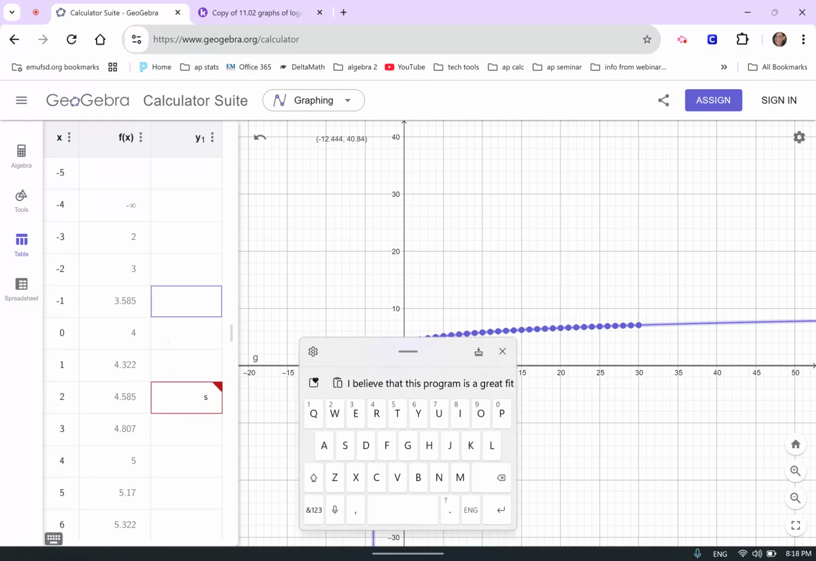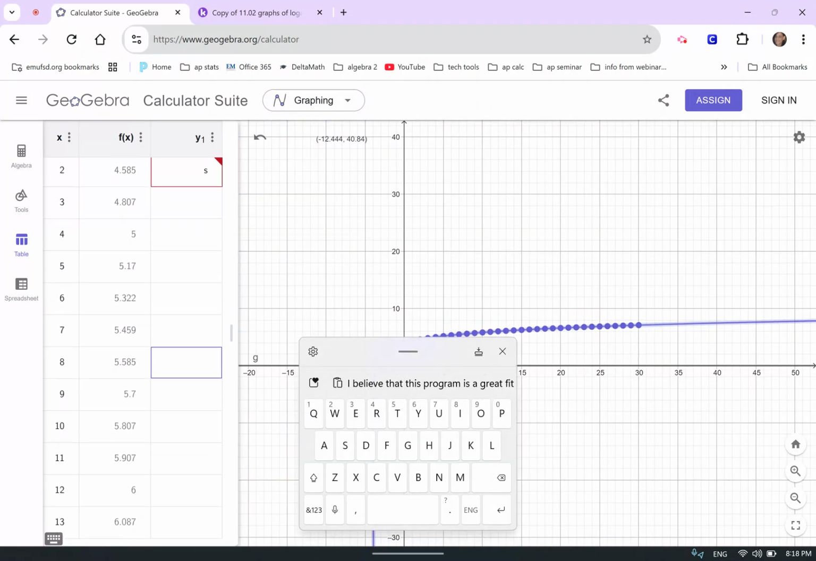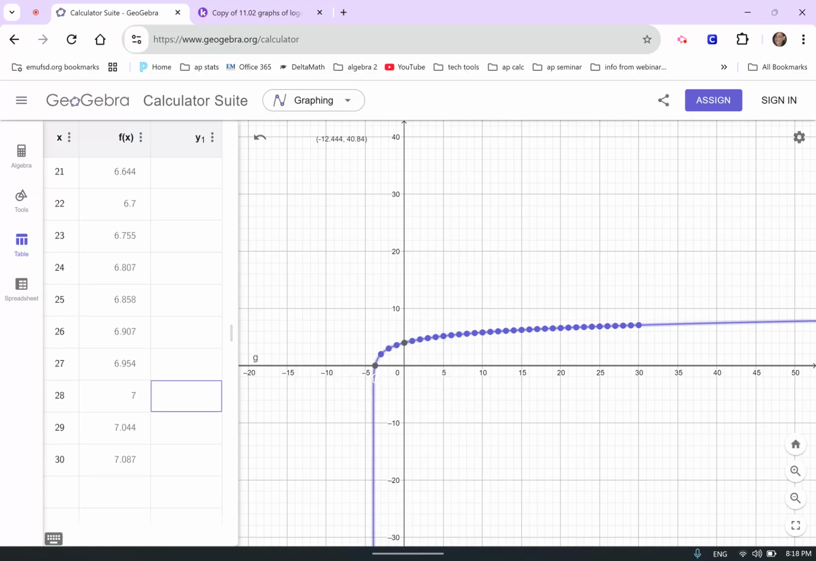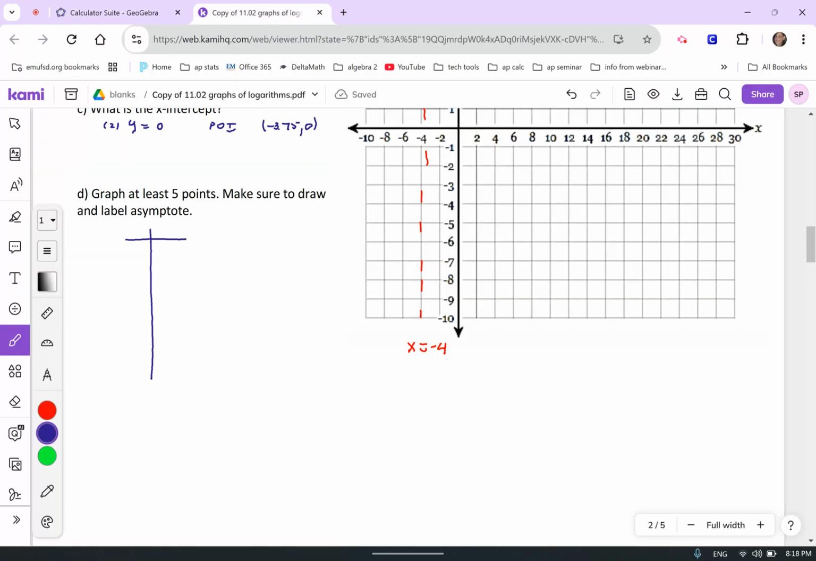So we're going to create a table from this on our paper: -4 undefined, -3, 2, -2, 3, 0, 4, 4, 5. As you see, we're just pulling off the whole numbers to make our lives easier when we're graphing. 12, 6, and 28, 7. So let's create this from our table.